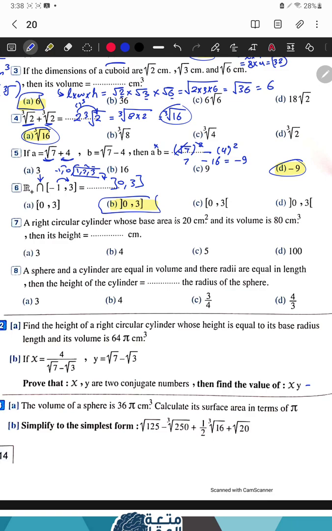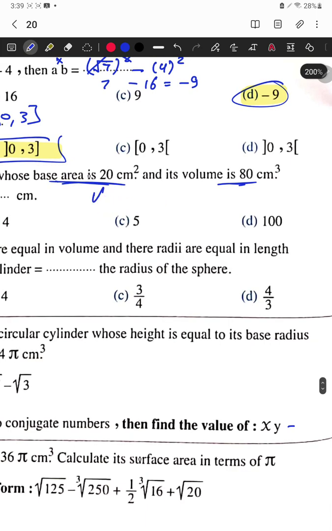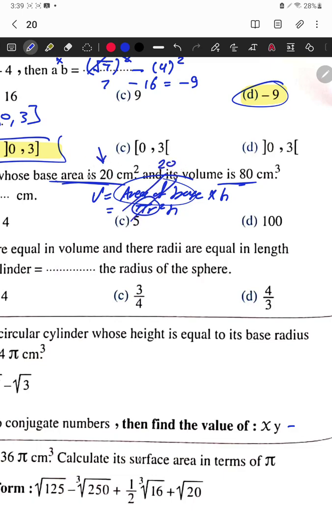A right circular cylinder whose base area is 20 cubic centimeters and its volume is 80 cubic centimeters, then its height. So now you have the base area and the volume, and you want to get the height. The right cylinder, so the volume of anything equals area of base, or base area, times height, which equals pi r power of 2 h, correct? So pi r power of 2 is the area of the base. So if you have that the area of the base is 20, you can delete these. You can write 20 instead of it. And also you have the volume is 80.